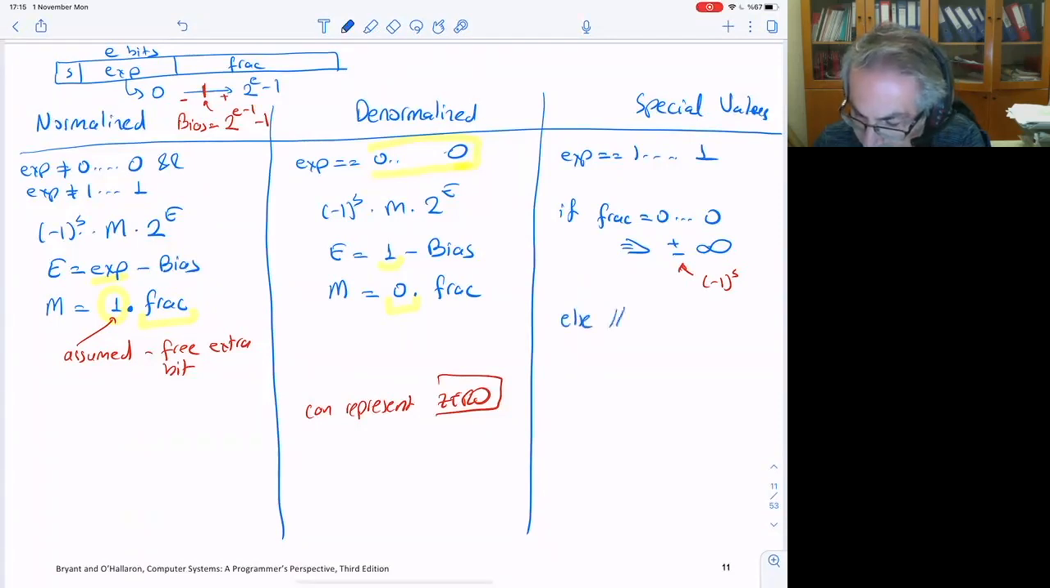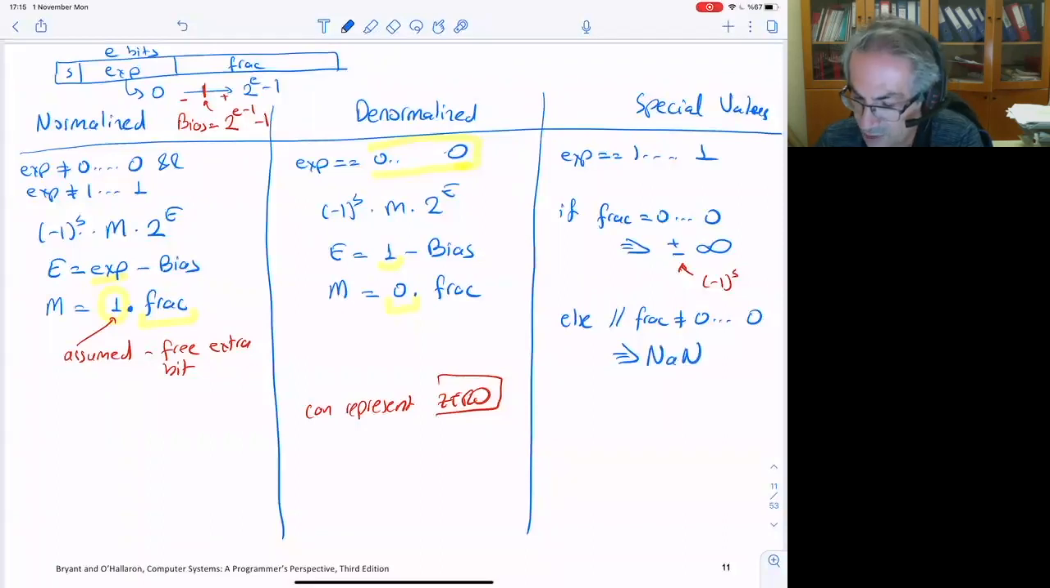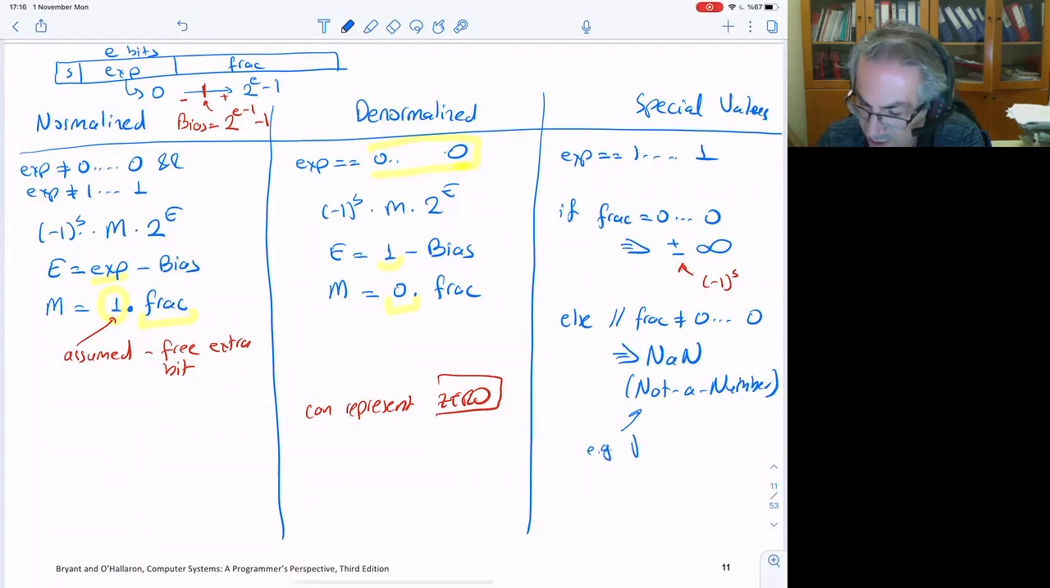Else, which is the case where your frag is not equal to all zeros, then the value is NaN, which I'm sure you have seen once in a while, and which stands for not a number. So we have a representation for not a number. And when do we expect to get this? We expect to get this, for example, when you try to get the square root of minus 1, or if I try to do infinity minus infinity, or infinity times 0. Whenever you do one of these things, you'll get not a number as your result.